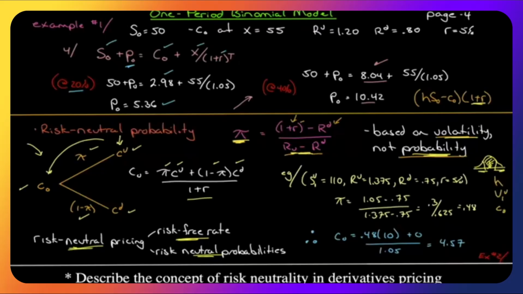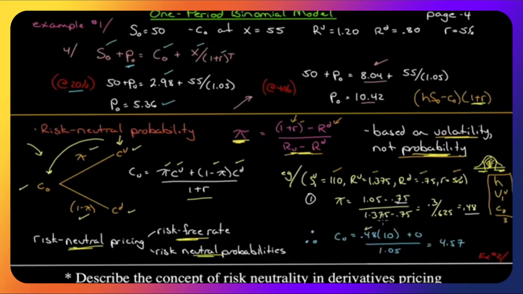Let's try it out. Let's see if we get the price of a call option that we calculated using step 1, step 2, step 3 over here, with just using 2 steps. Remember, we had a stock that if it went up, it ended up at 110. RU was 1.375, RD was 0.75, and the risk-free rate was 5%. Step 1, give me a risk-neutral probability. It is 1 plus R, 1.05 minus RD over the full range, 1.375 minus 0.75. You'll get to 0.48, and then just use your weightings.